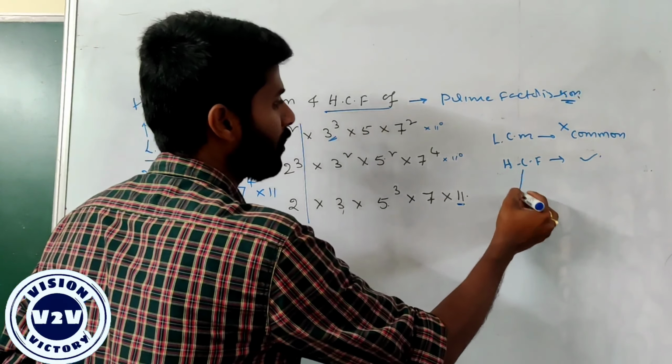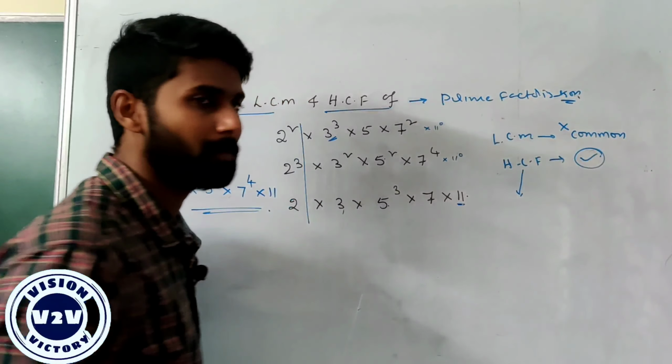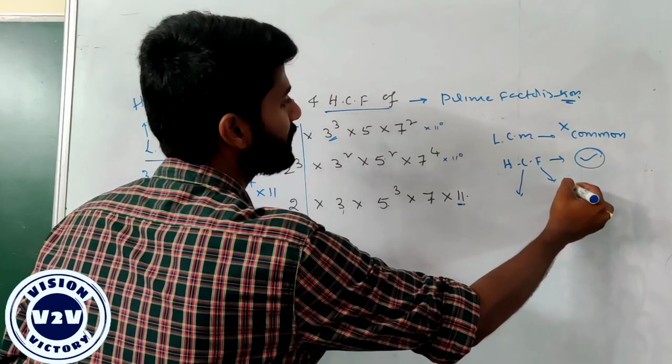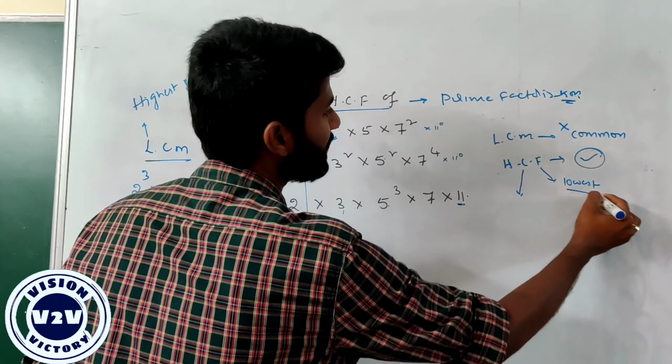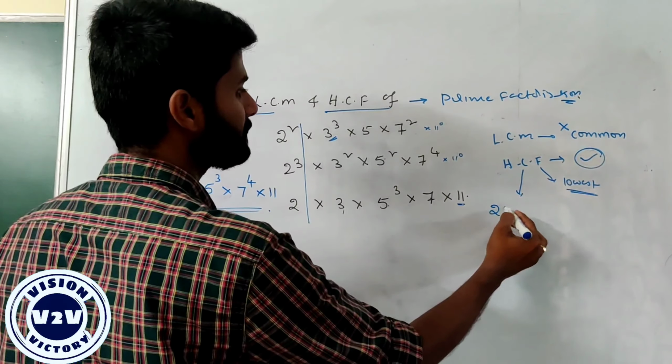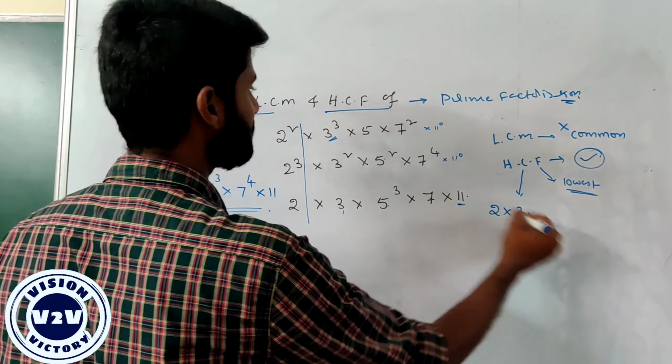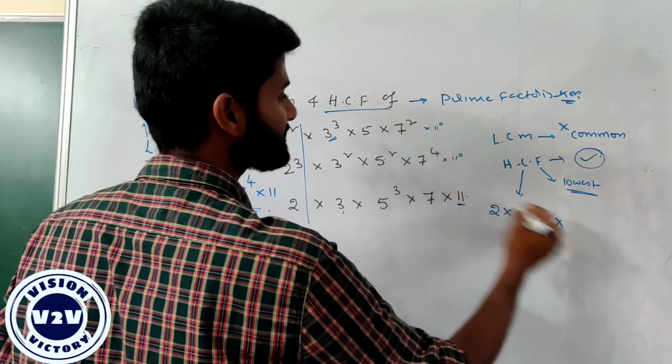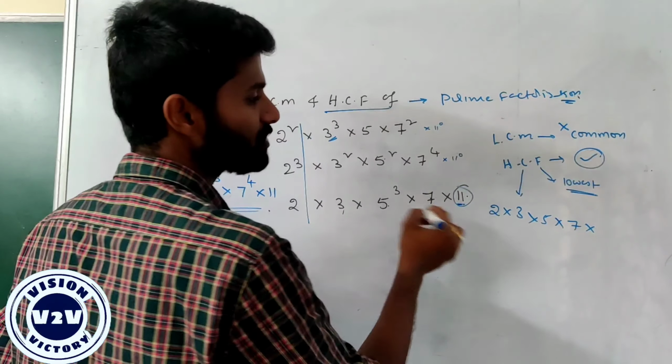Same thing. If you want HCF, we require a common number and you pick the lowest power. So whatever the prime factors, you just consider the lowest powers. So 2 will be the lowest power, 3 the lowest power, 5 the lowest power, 7 the lowest power, and 11. So 11 is not considered.